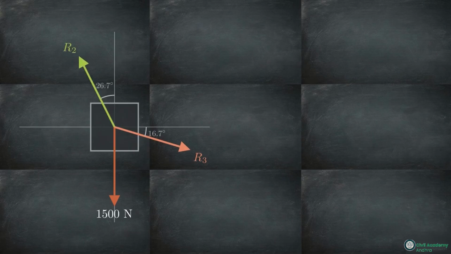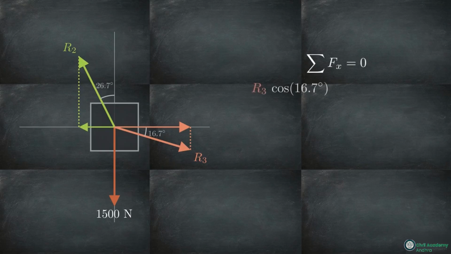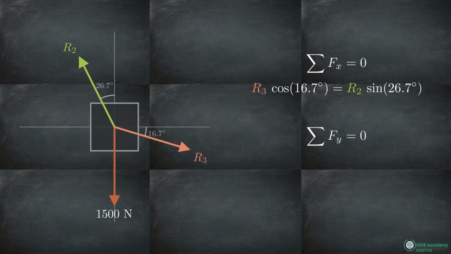With our angles mapped, we isolate the 1500 Newton block. The clutter is gone. We only have three forces acting on this body: its downward weight, the wall reaction R3, and our newly calculated wedge reaction R2. Before we run the numbers, pause the video and try to write the horizontal equilibrium equation on your own using these three forces. For the block to remain stable horizontally, the leftward force must equal the rightward force. That translates to R3 times the cosine of 16.7 degrees, set equal to R2 times the sine of 26.7 degrees.